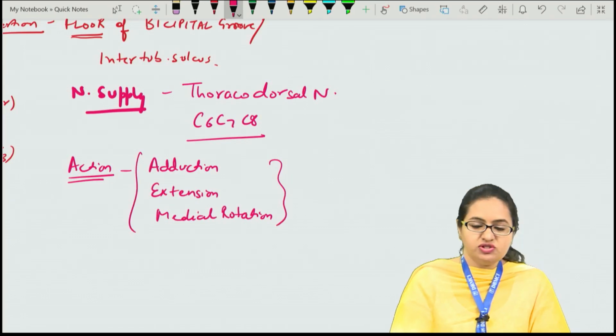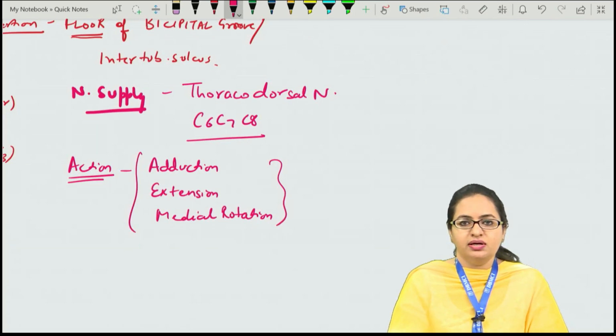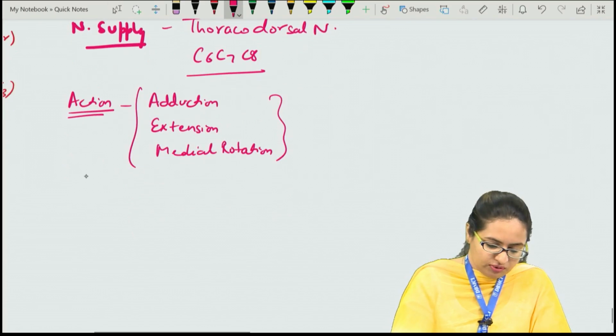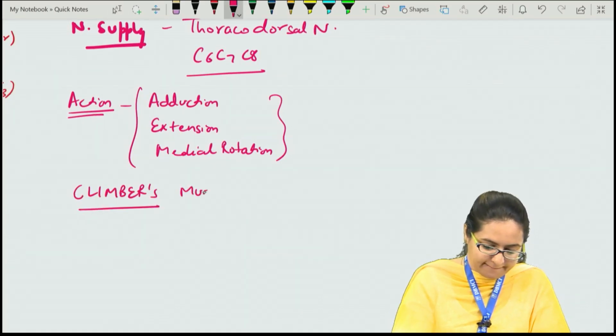Now this action is mainly helpful when you are climbing a rope or during swimming, and due to this the muscle is also known as the climber's muscle.